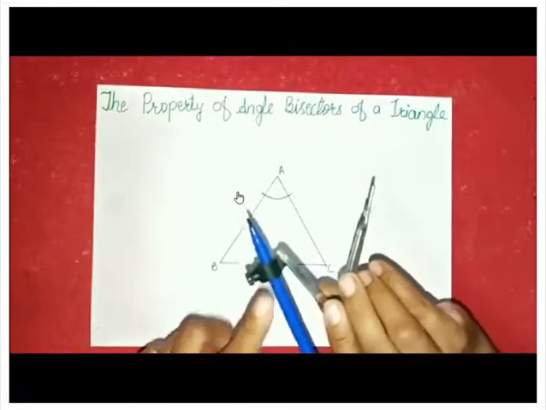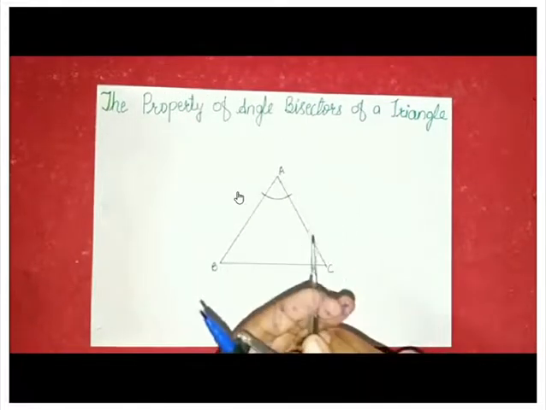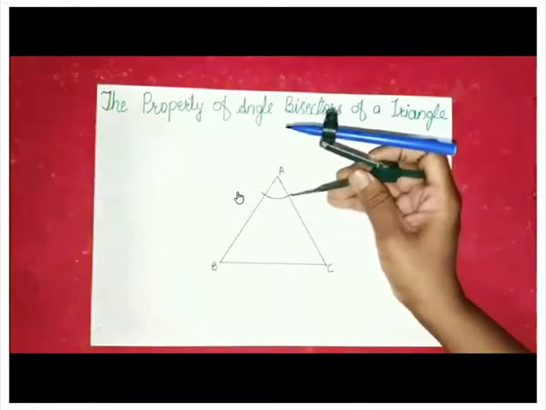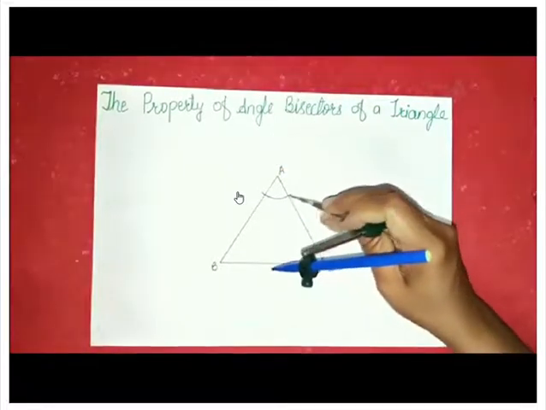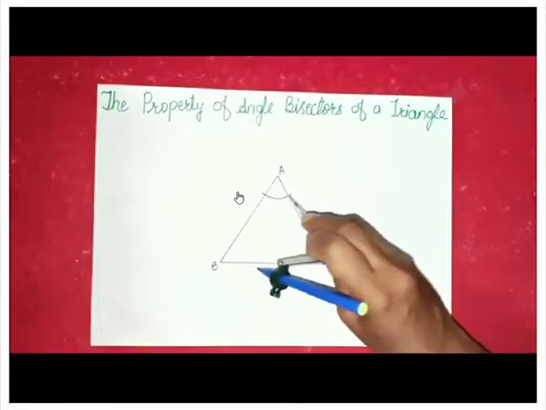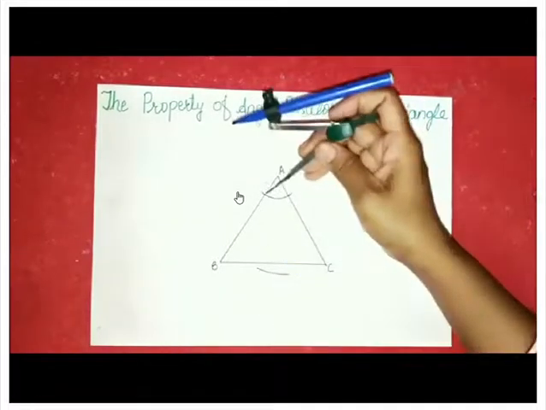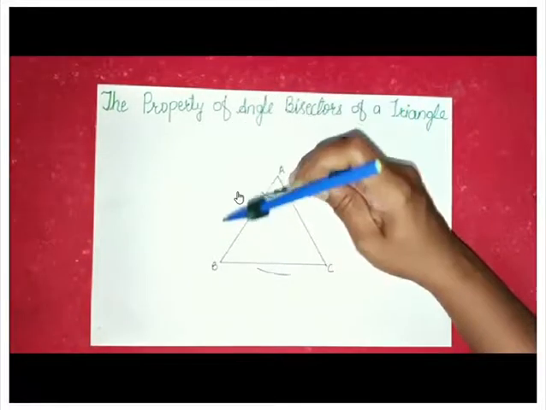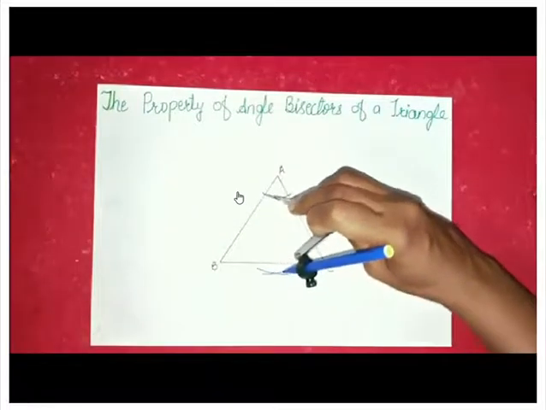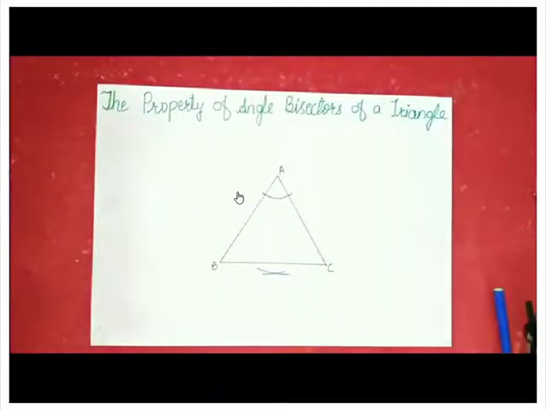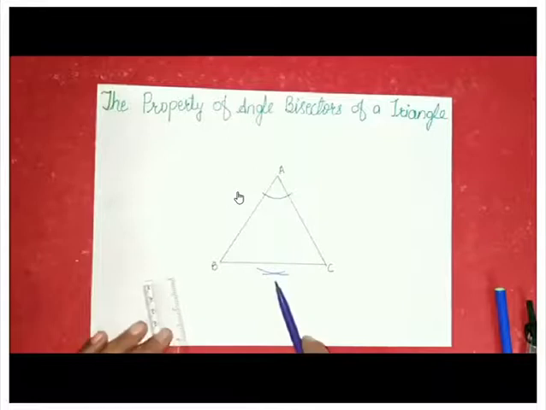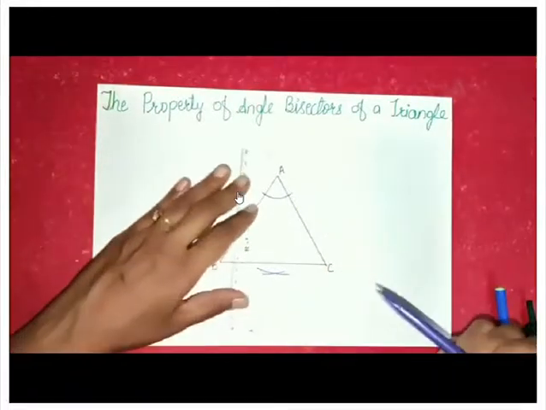So now adjust any measure in the compass. Now put the needle end on one intersecting point. Give the arc like this. Then without changing the measure, put the needle end on another intersecting point and give another arc. Now we will join this intersecting point with vertex A.